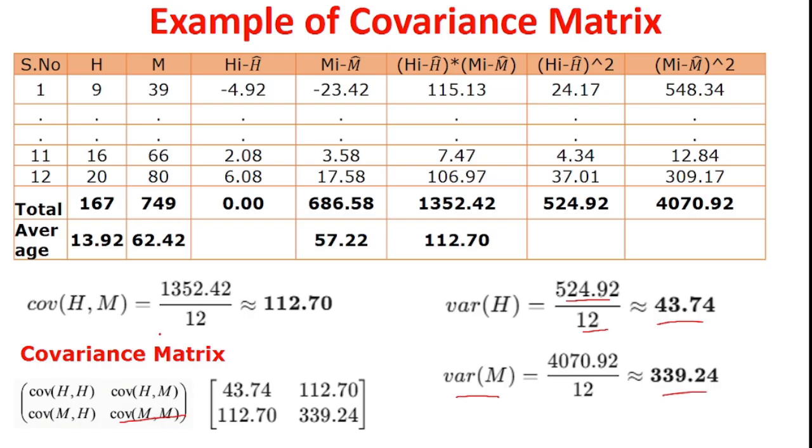Now it's time to calculate the covariance of H comma M. If you calculate, you will get the total as 1352.42 divided by 12, and the covariance of H and M, covariance of M and H, both are the same, so you will get 112.70. Fine, that is the answer I have marked here.